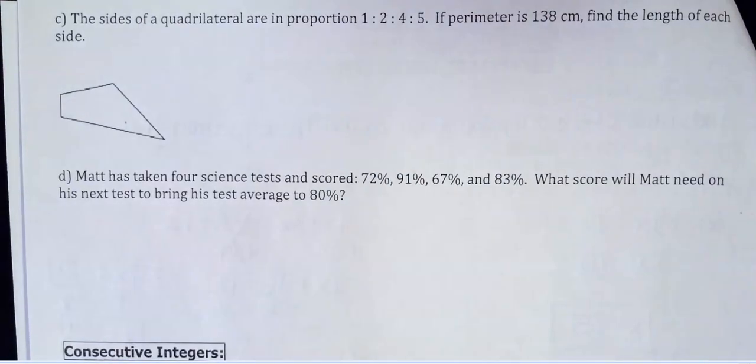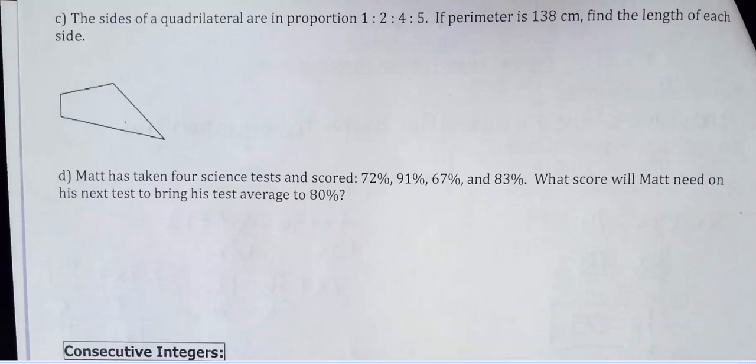Okay, now this is a little bit geometry related, kind of like the last question was, right before lunch that we were looking at. So this is not bad to solve, but it's kind of weird to think about how to set it up. The sides of a quadrilateral are in proportion. A quadrilateral has 4 sides, so that's why you have 4 parts to that proportion. So it's 1 to 2 to 4 to 5, okay? And then it says the perimeter is going to be 138 centimeters.